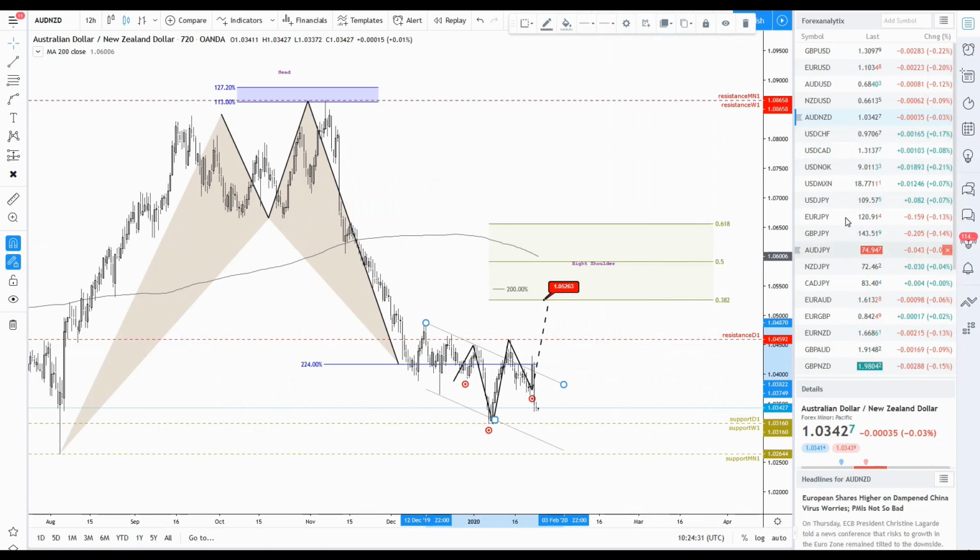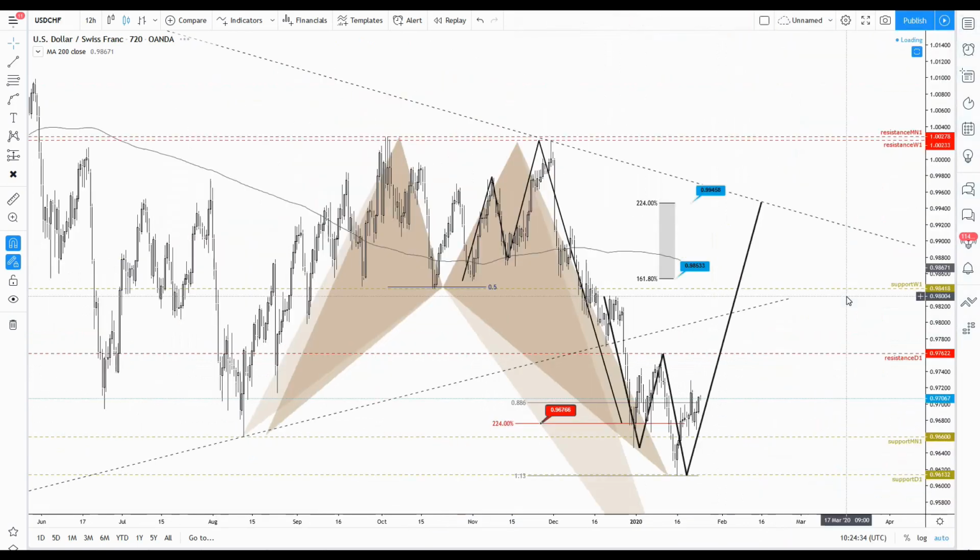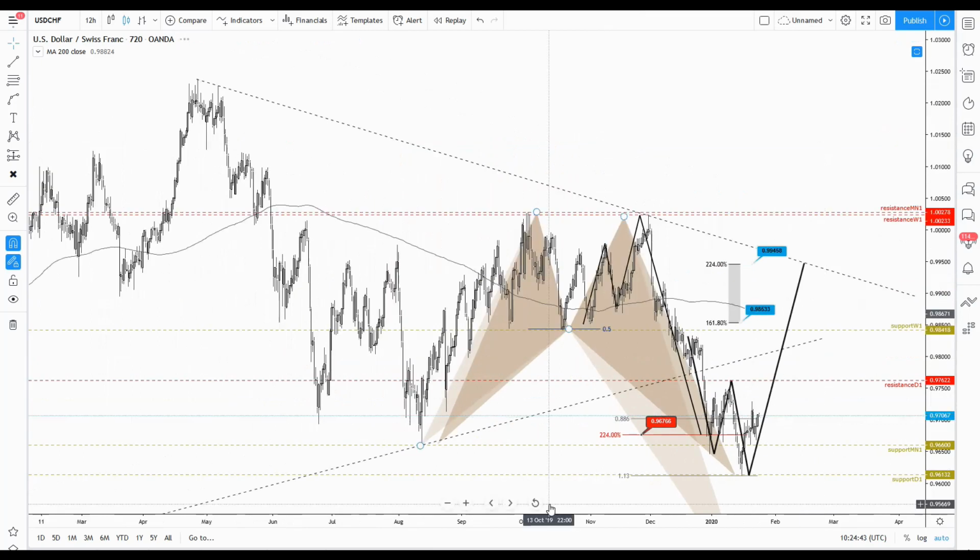So CHF, another one that I shared with you on my last video, and well, 113% Fibonacci extension nailed, and forcing the price to bounce a second time.